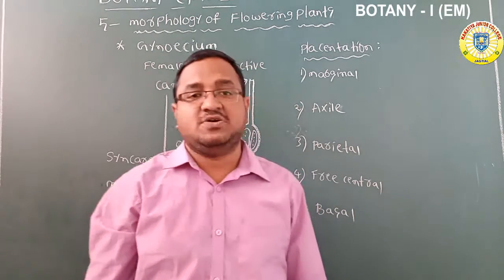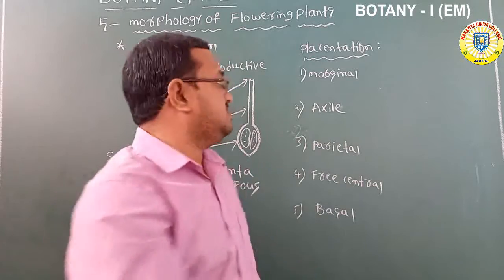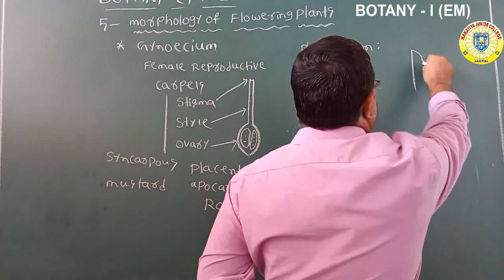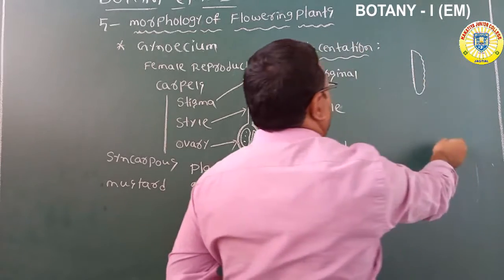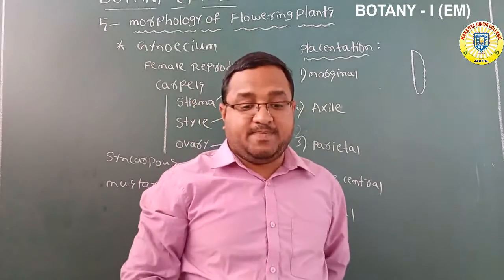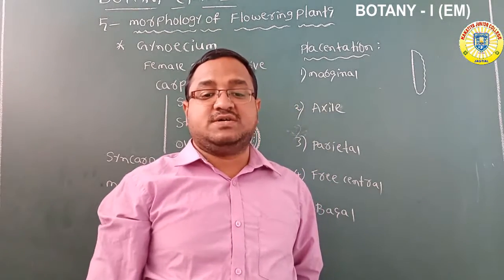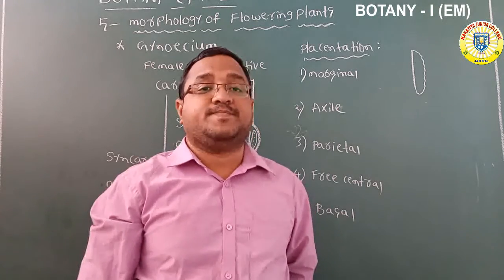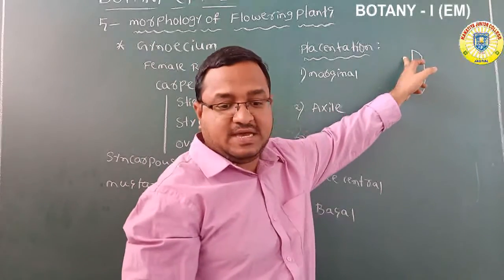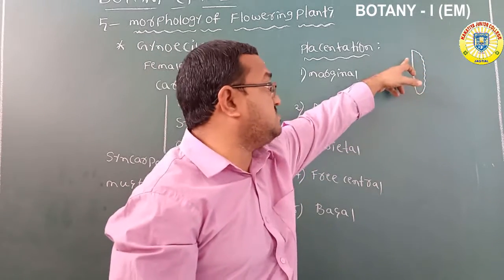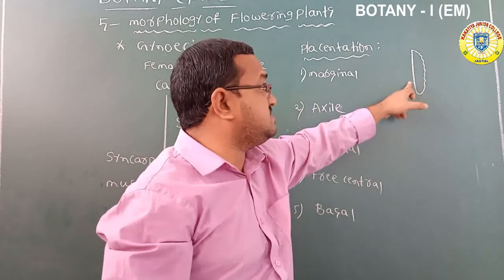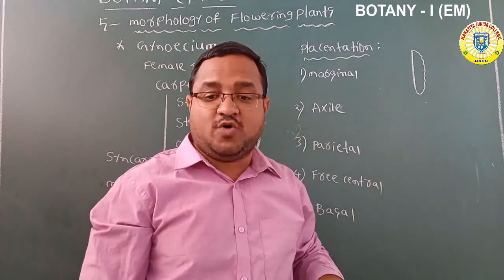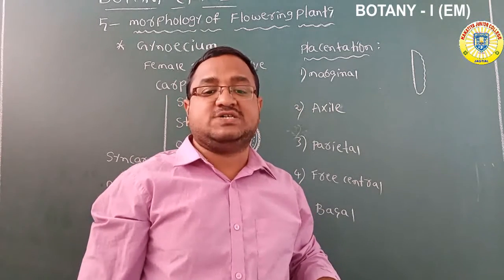In this marginal placentation, the placenta forms a ridge along the ventral suture of the ovary, and the ovules are borne on this ridge.